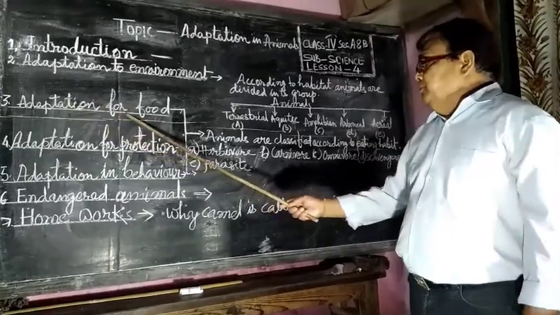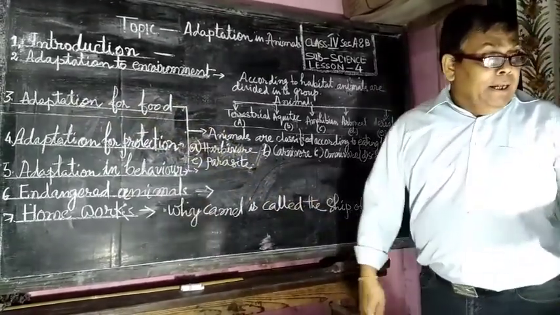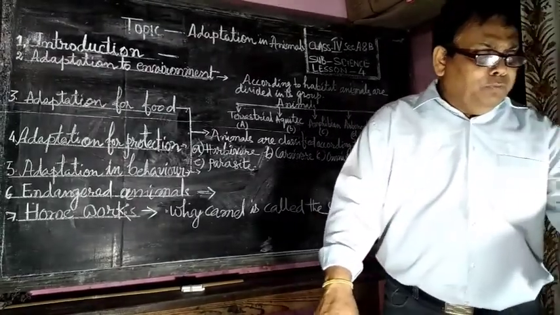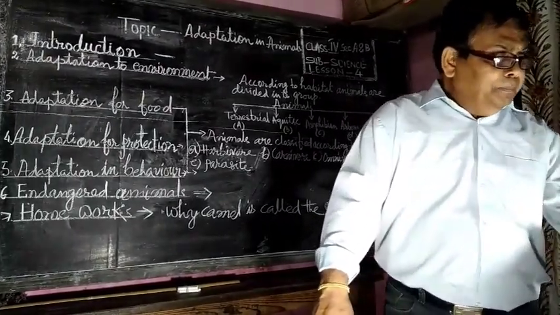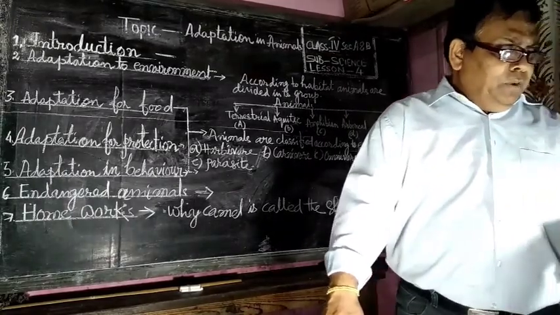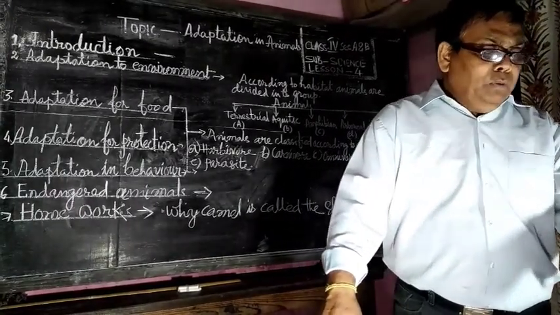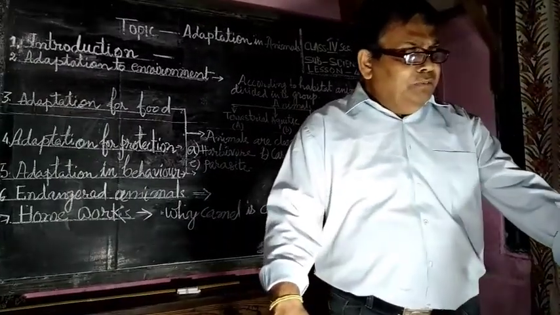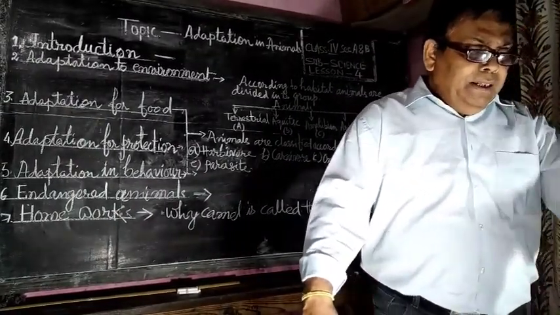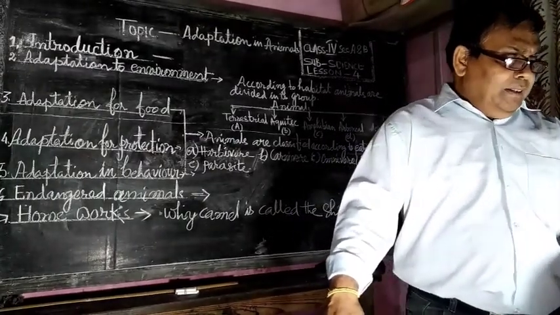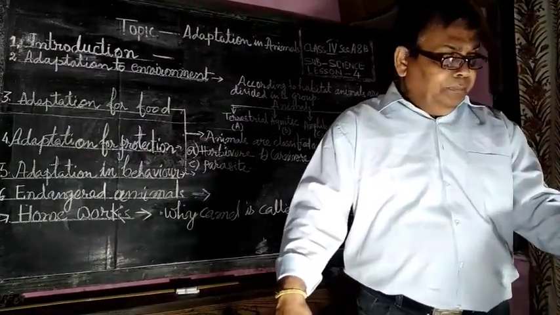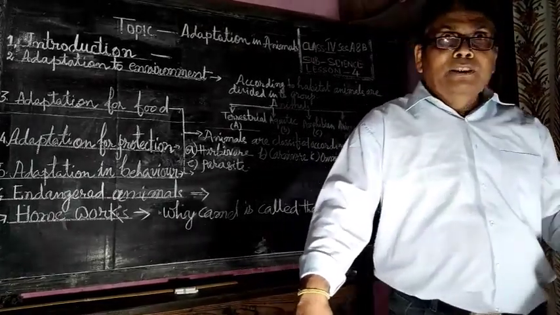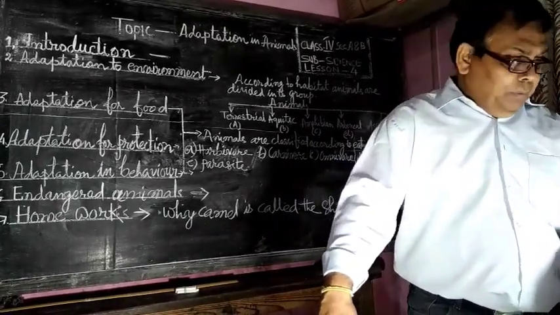What is adaptation for food? Animals eat different kinds of food. Different animals are gifted with special body parts to eat these kinds of food. Animals can be classified according to their eating habits as herbivore, carnivore, omnivore, scavenger, and parasite. Now we will discuss the herbivore.